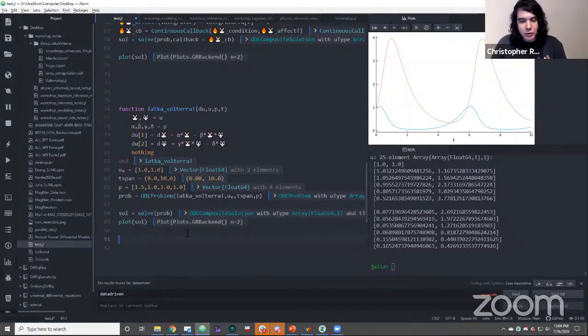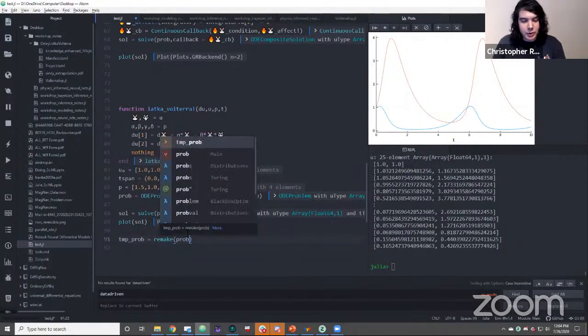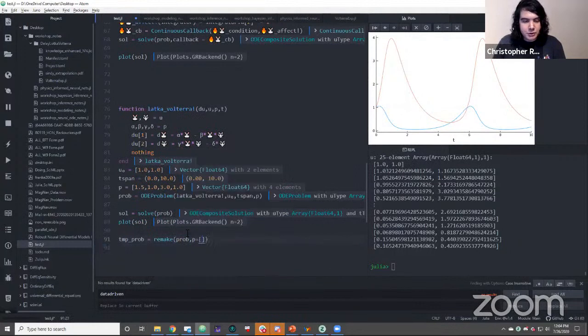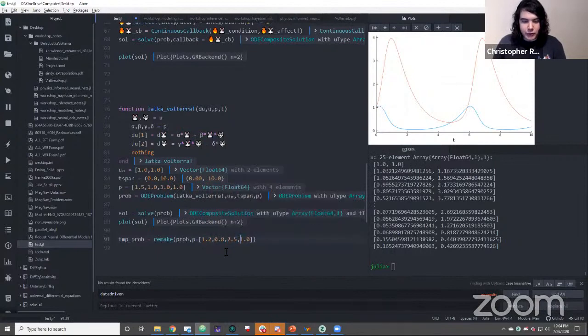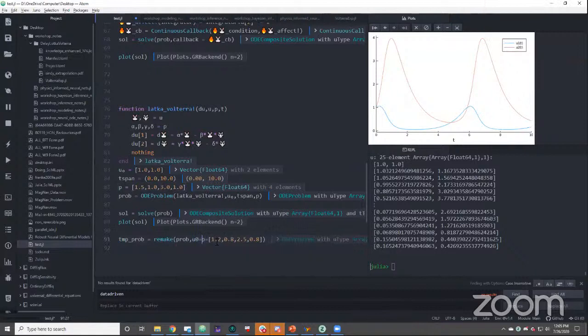But a nice way to look at what happens under different parameters is we can do this: tmp_prob equals remake our previous problem with new parameters. So p equals, let's change our parameters to be something like 1.2, 0.8, 2.5, and 0.8. What this will do is create a new problem. It'll remake this problem with the same initial condition, the same time span, but with just new parameters. So you can utilize these different keyword arguments like u0 equals.